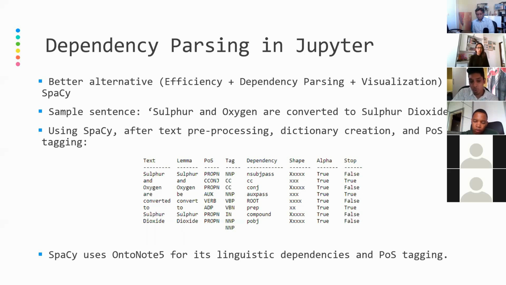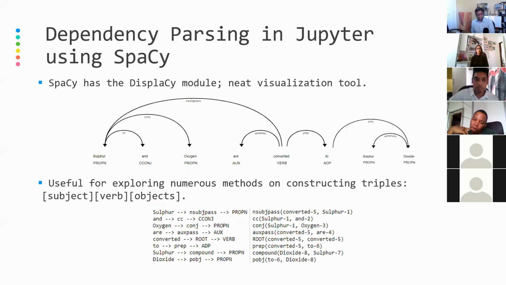So one of the reasons why spaCy works so well and is that much more efficient than traditional parsers is because it does use OntoNotes 5 for its linguistic dependencies and parts of speech tagging. And that OntoNotes is a play on ontology, and that's really what we're alluding to as well. So, dependency parsing within the Jupyter notebook using spaCy, it also has the displaCy module. This is something which I recently discussed with Ishaq, and it's really a neat visualization tool and something which is quite useful to us as a group as well.